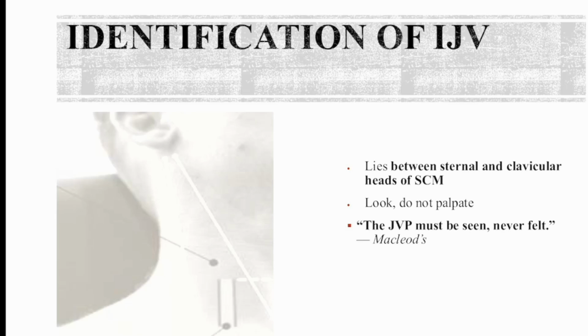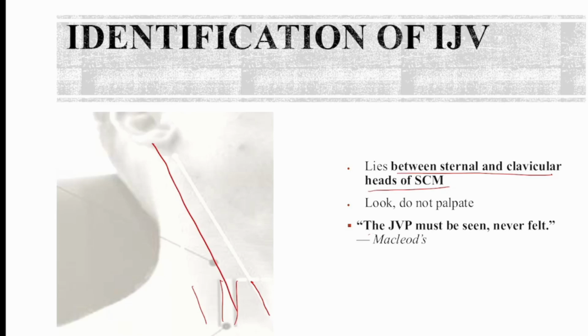And again, how to identify it? It lies between the two heads of the sternocleidomastoid. So this is the position between the clavicle, the sternal head and the clavicular head. In between lies the internal jugular vein. And if you draw a line like this, that is the position of the internal jugular vein.